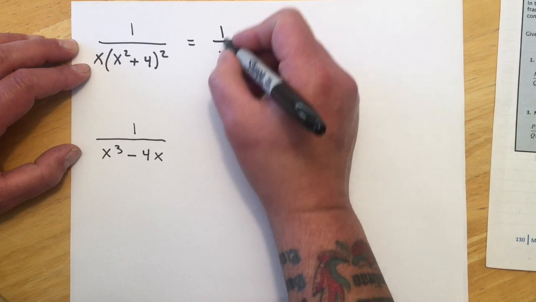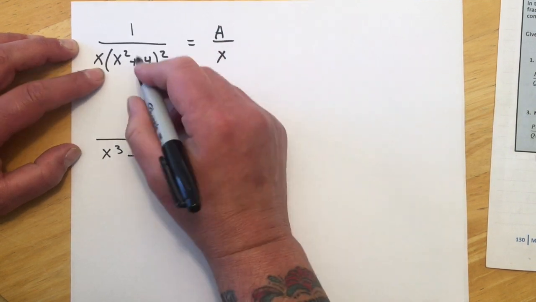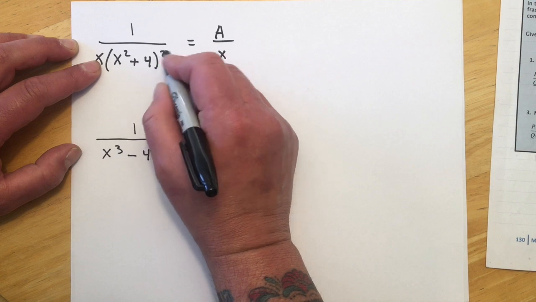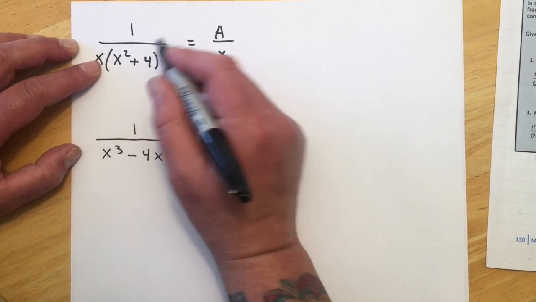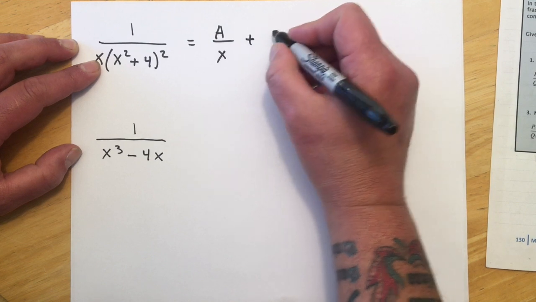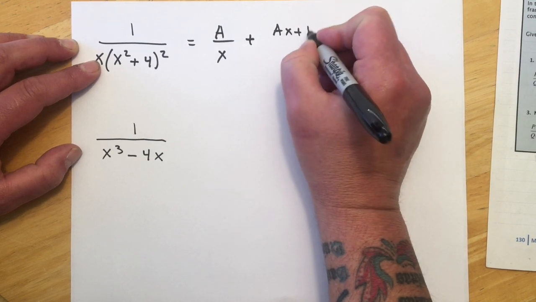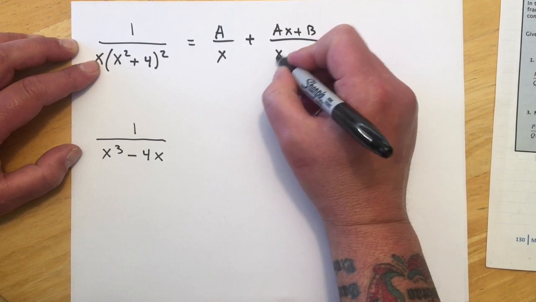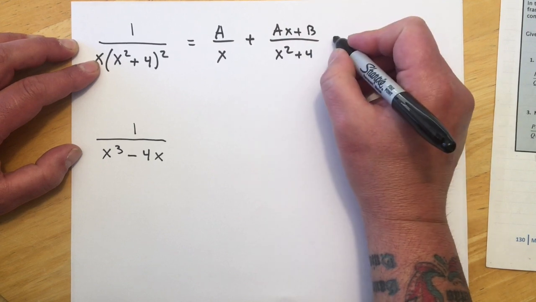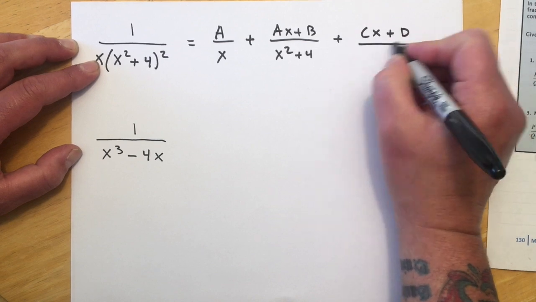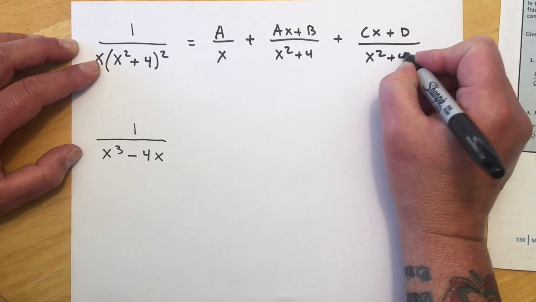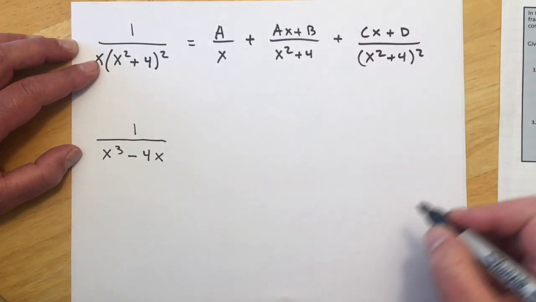So A over x. This time it's repeated because it's squared, irreducible quadratic. x squared plus 4 doesn't factor. So this is going to be Ax plus B over x squared plus 4, and then plus Cx plus D over x squared plus 4 squared.